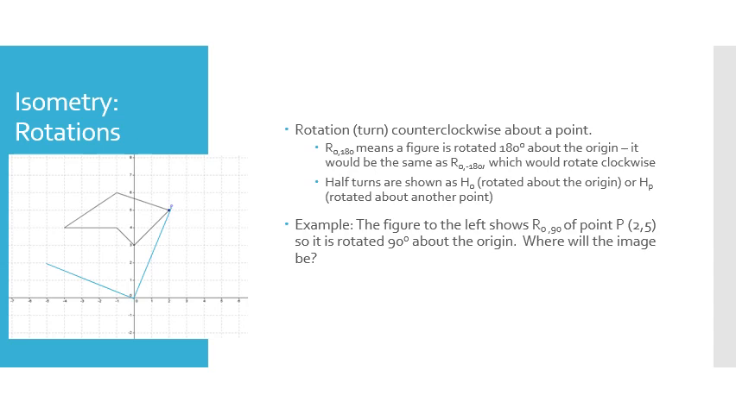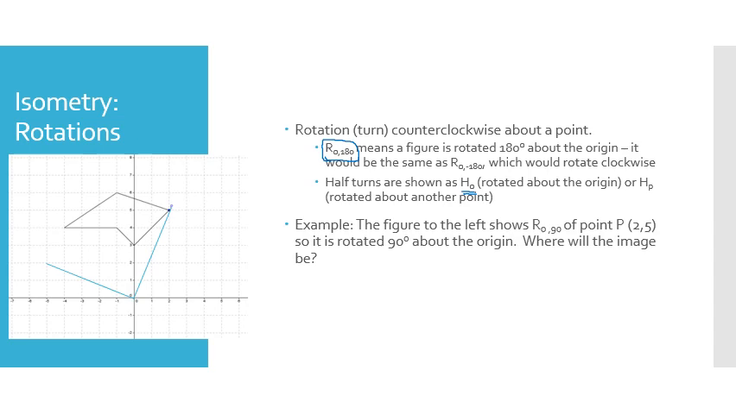We've got R_O 180. That means that it's a rotation around the origin of 180 degrees. Well, 180 degrees is half of a circle. So this can also be written as H_O, which is a half turn around the origin. And a half turn around the origin is pretty easy to calculate because it just reverses the signs of both the x and the y coordinate.